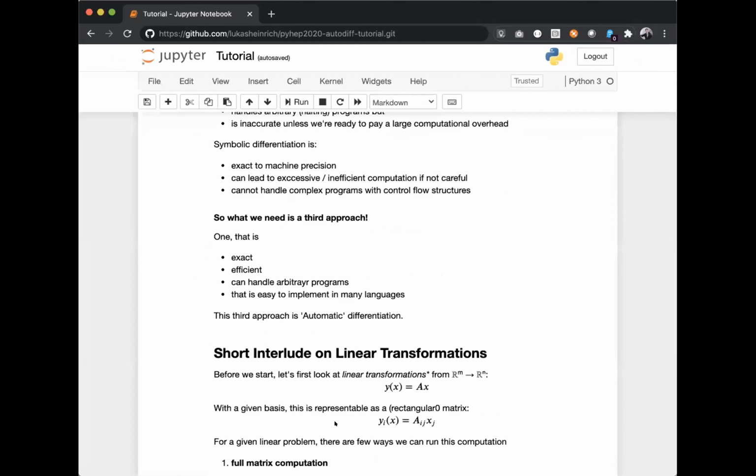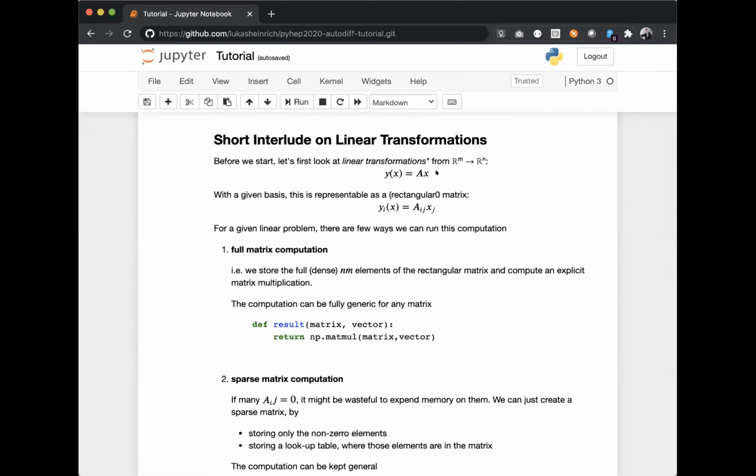And so if you just consider a linear transformation, you map from some source space, which is m-dimensional, into some target space, which is n-dimensional. And then you have some linear operator here. So this linear operator can be described as a rectangular matrix, right? And so how do you compute this program? You might imagine you have a computer program, which is basically a linear transformation, and how do you compute this?